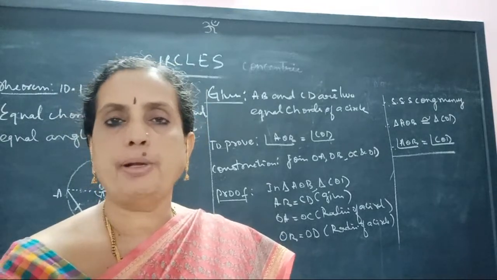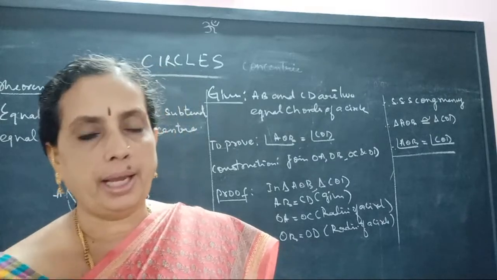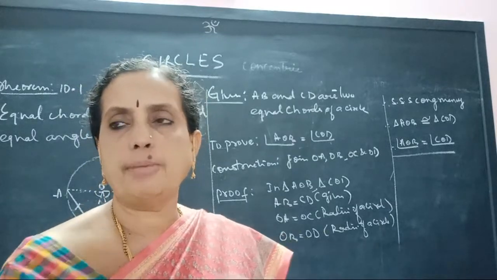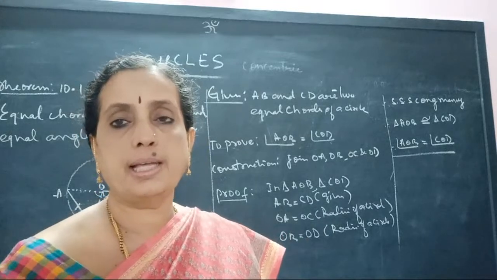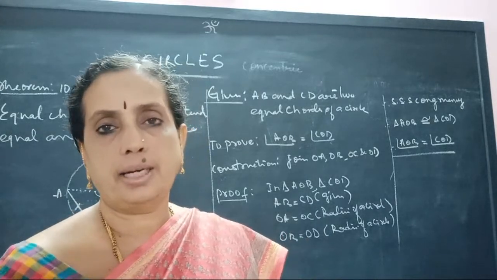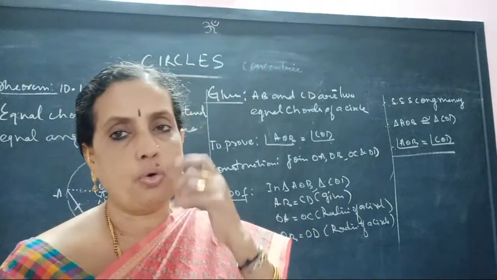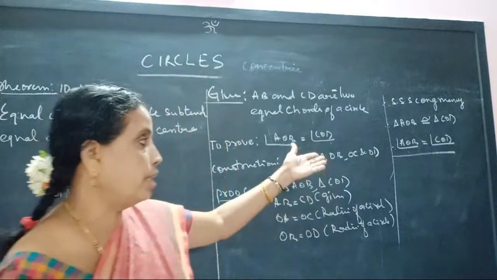I did not start it earlier because lines and angles is already a very dry chapter. If I again continued congruency, you may feel bored about it. This circle chapter at least has the creativity of drawing. You may feel it is easier than lines and angles. That's why I started this chapter. Okay?